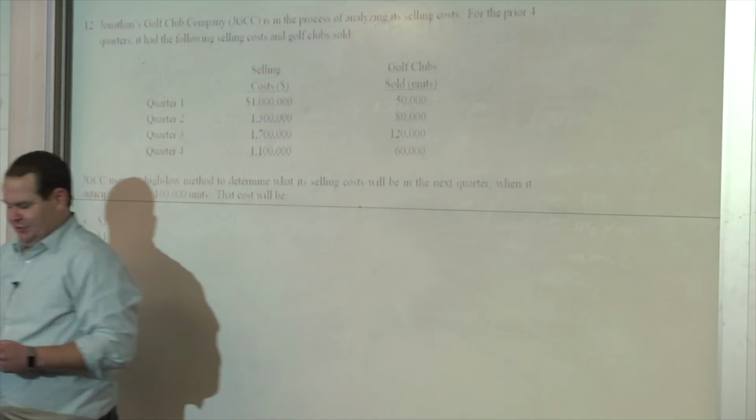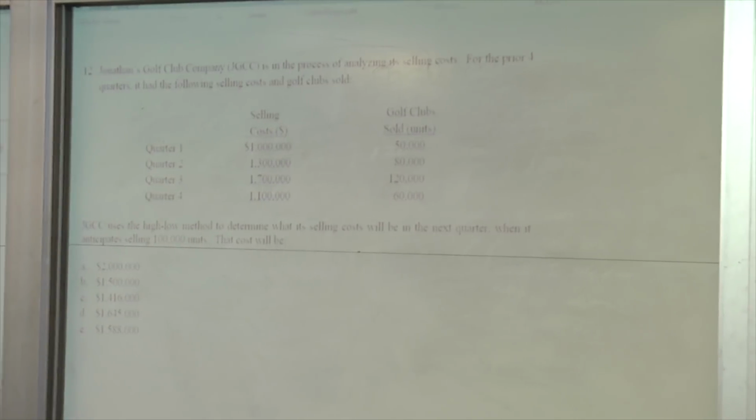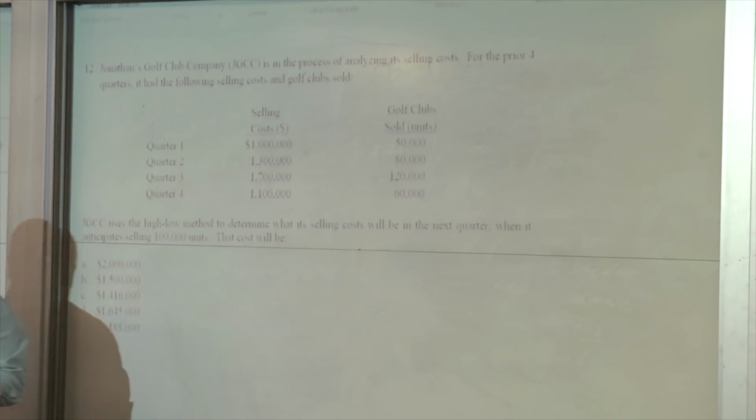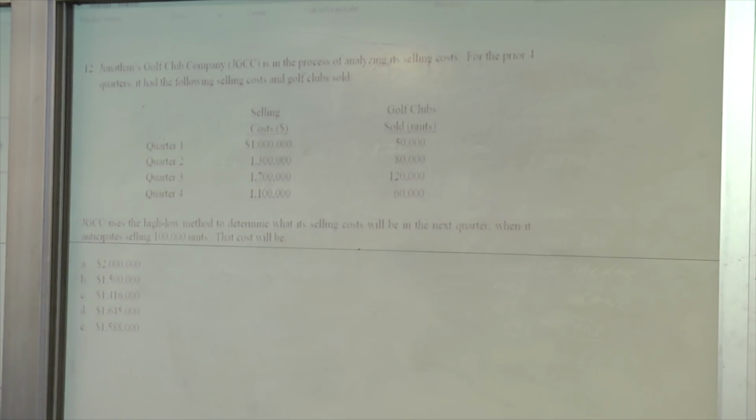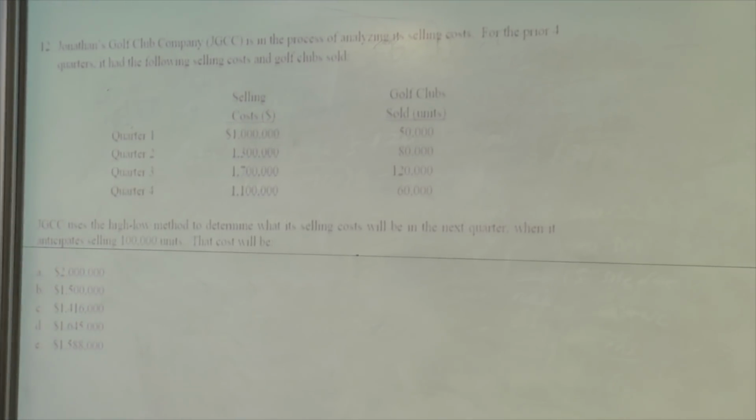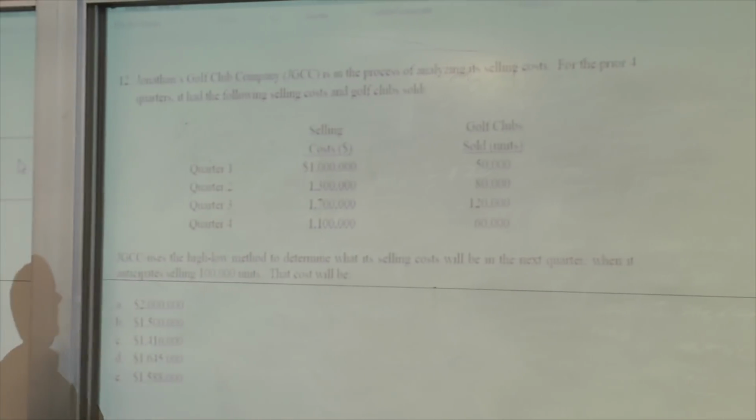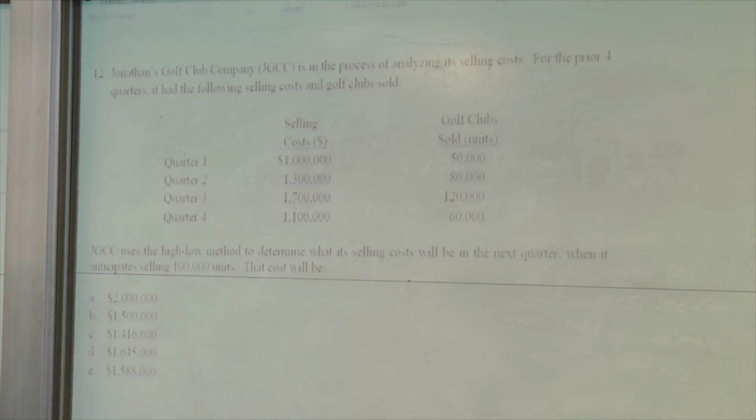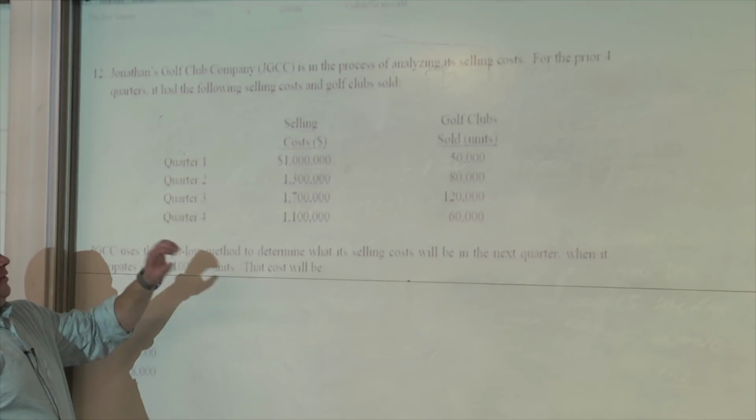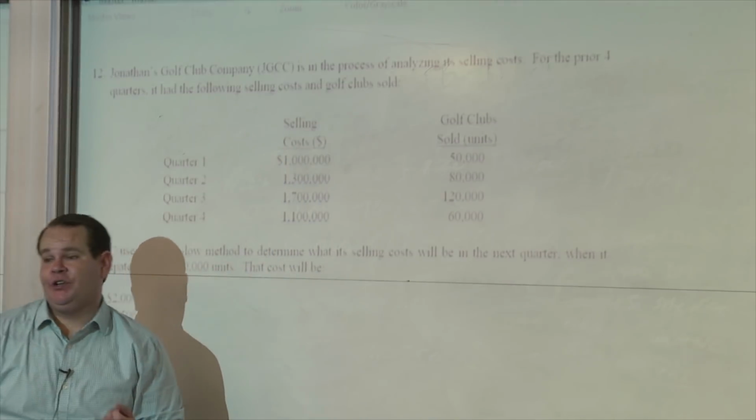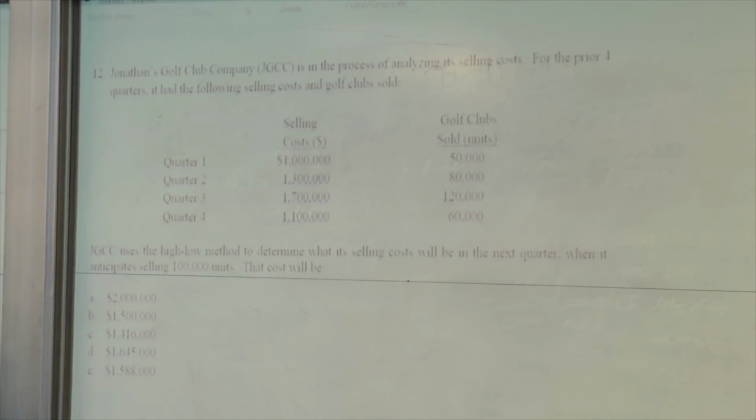All right. So Jonathan's Golf Company is analyzing its selling costs for the prior 4 quarters, had the following selling costs and golf clubs sold. JCC uses the high-low method to determine what its selling costs will be in the next quarter when it anticipates selling 100,000 units. So you just have to understand the high-low method, and we're just going to do a pretty straightforward example here. The issue is we're talking about something called mixed costs. So these selling costs, some portion of them are fixed costs, and some of them are variable.